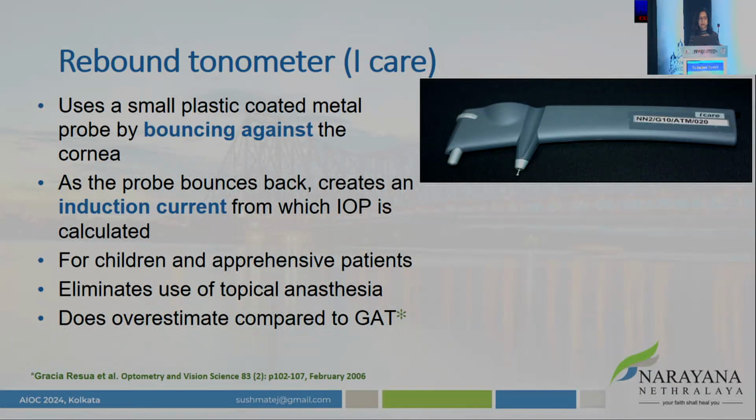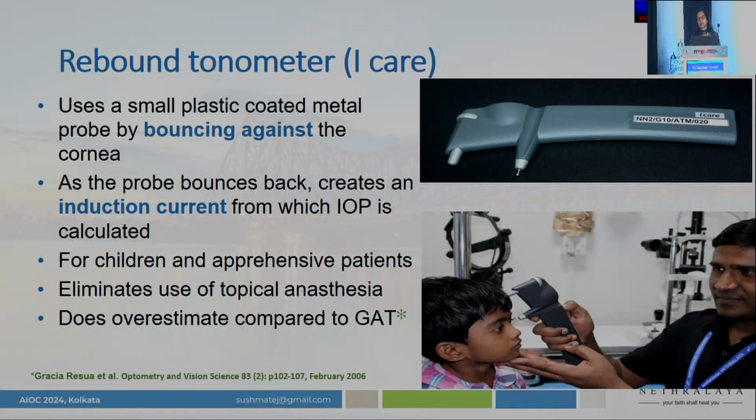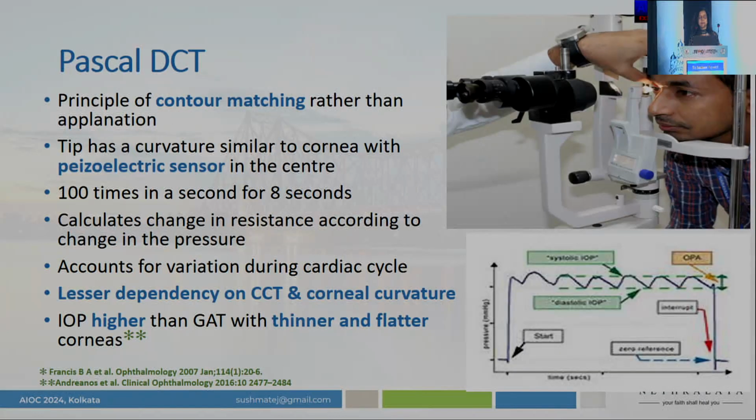The rebound tonometer works on a small plastic-coated metal probe which bounces against the cornea and sends an induction current from which we deduce the IOP. And this is most useful in the pediatric OPD, because in children where we don't want to put topical anesthesia or they are not able to cooperate, this is a good tool to check in the OPD. It does overestimate the intraocular pressure as compared to GAT.